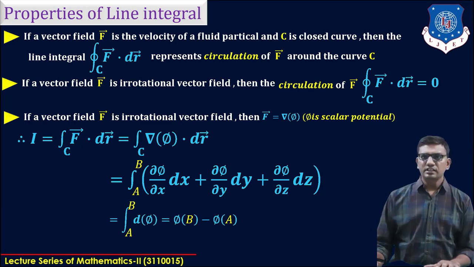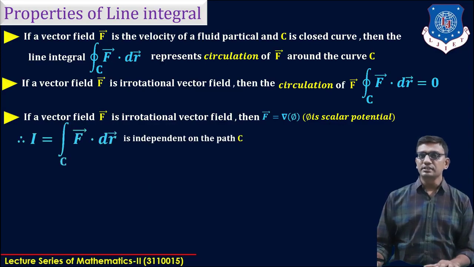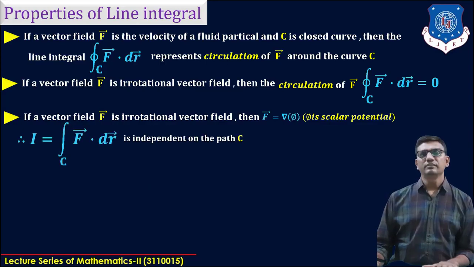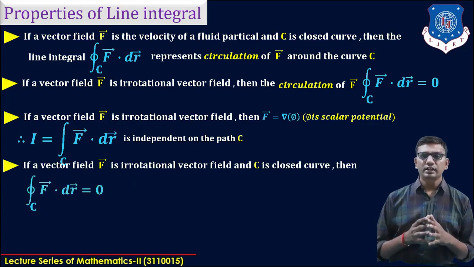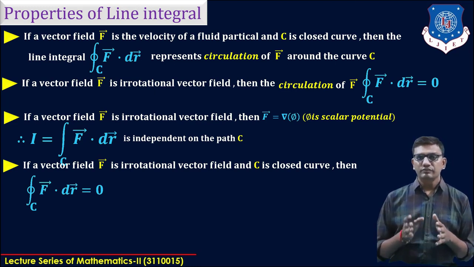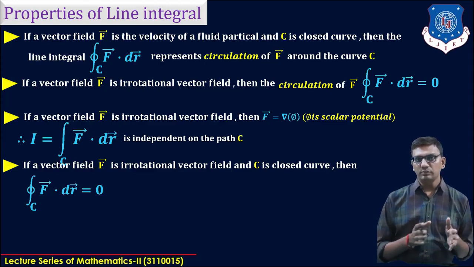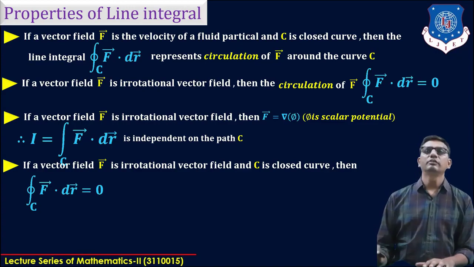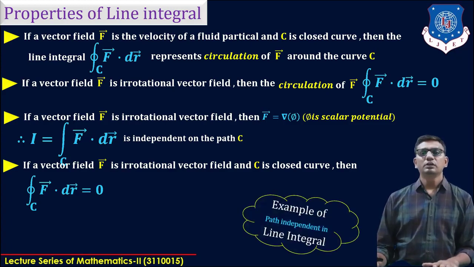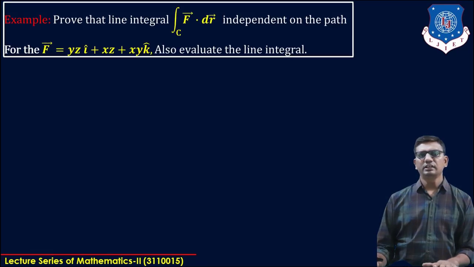That means if it is the gradient of some function phi, then our line integral is independent of the path. If f bar is an irrotational field and C is a simple closed curve, then the integration over C of f bar dr bar is directly 0, because we have a closed curve and the starting and ending points A and B are equal. Now we will see one example of path independence in the line integral.